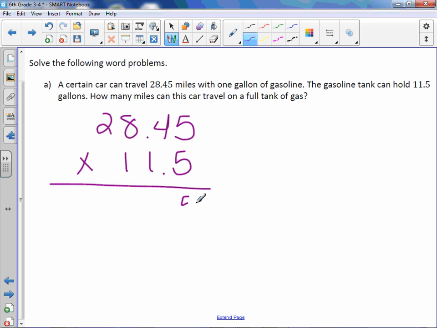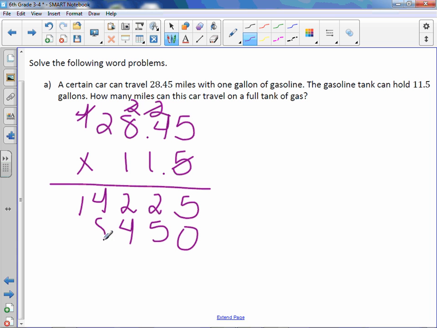5 times 5 is 25. Carry the 2. 5 times 4 is 20. Plus 2 is 22. 5 times 8 is 40. Plus 2 is 42. 5 times 2 is 10, plus 4 is 14. Put a placeholder and cross off the 5. 1 times 5 is 5, 1 times 4 is 4, 1 times 8 is 8, and 1 times 2 is 2. Cross off the first one and put 2 placeholders.